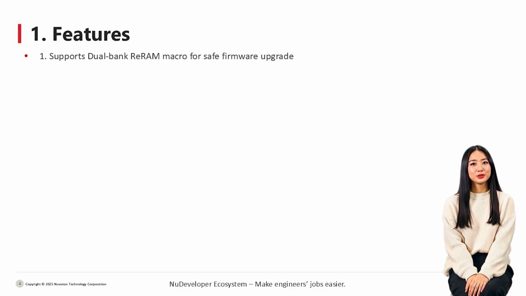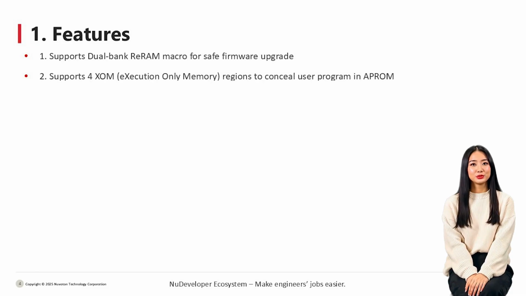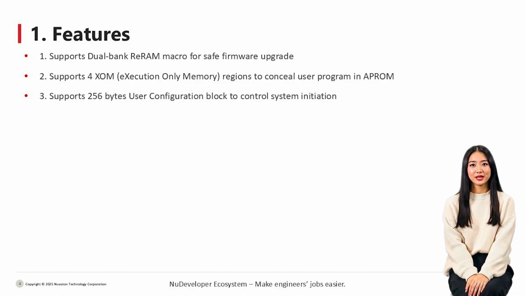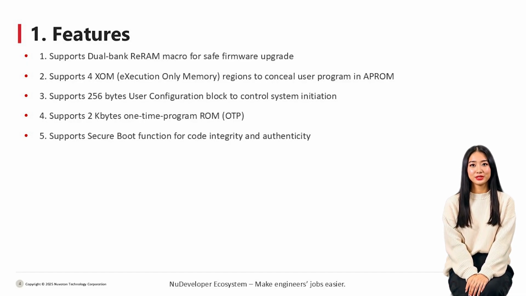1. Supports dual bank ReRAM macro for safe firmware upgrade. 2. Supports 4 execution-only memory regions, abbreviated as XOM, to conceal user program in APROM. 3. Supports 256 bytes user configuration block to control system initiation. 4. Supports 2 kilobytes one-time program ROM, abbreviated as OTP. 5. Supports secure boot function for code integrity and authenticity.